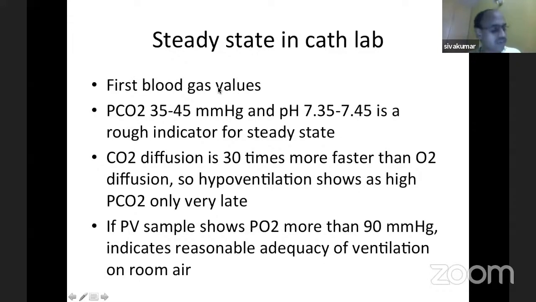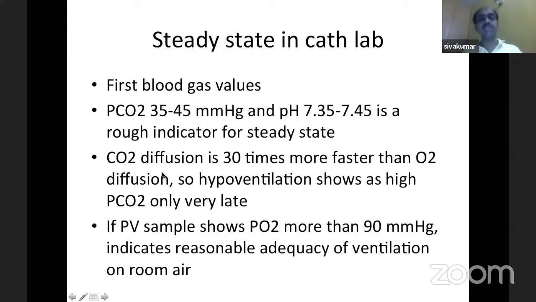So one of the methods of assessing that will be to take the first blood gas, and preferably this first blood gas, if it shows the PCO2 of 35 to 45 and a pH of 7.4, that means the patient is reasonably in a steady state.